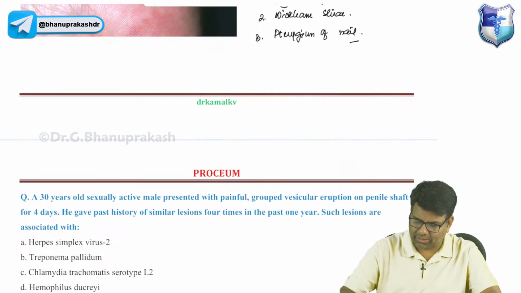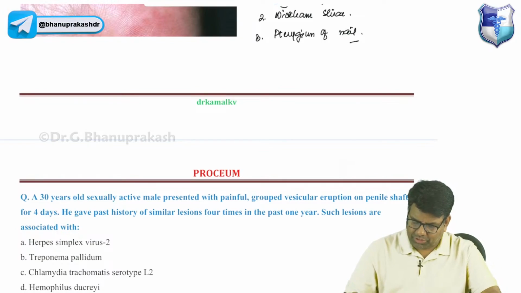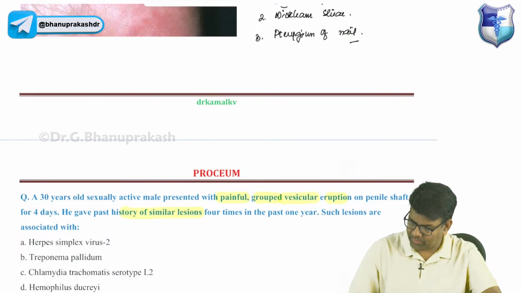Now, coming to the next question. A male presented with painful grouped vesicular eruptions, and he has a history of similar lesions in the past 1 year. What can be the diagnosis?